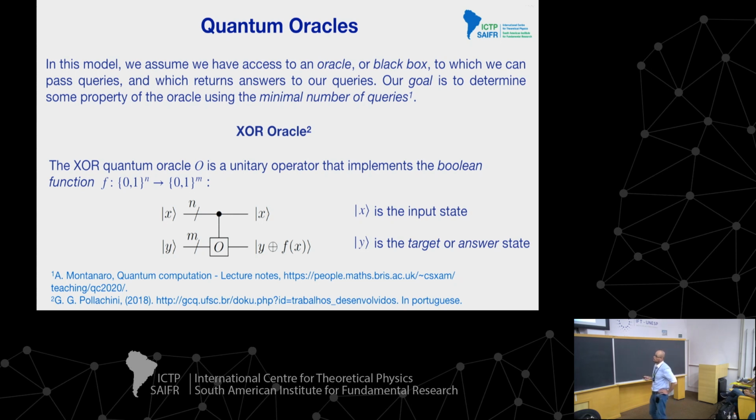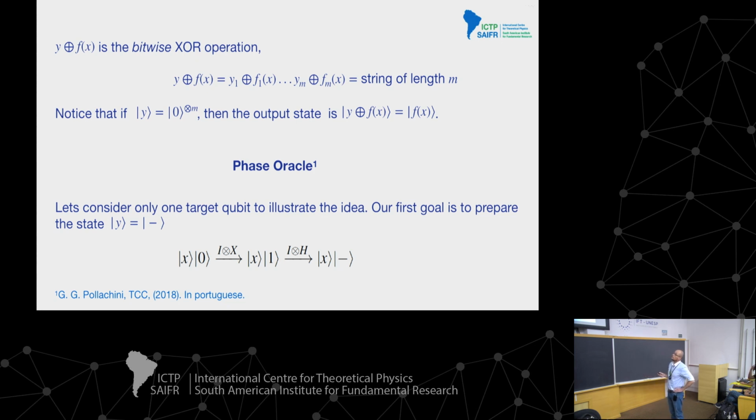What's the goal of this kind of computation? Observe that f is a function of x, so our goal is to know f, right? For instance, if you take y in the 0 state, 0 tensor product 0, 0, and so on, tensor product of many qubits in the state 0, then we obtain that the solution here is just f of x. More precisely, when you're dealing with more than one qubit, this XOR operation is performed qubit by qubit, right? Qubit 1, qubit 2, and so on. And in this case, suppose that the y state originally is the tensor product of m qubits.